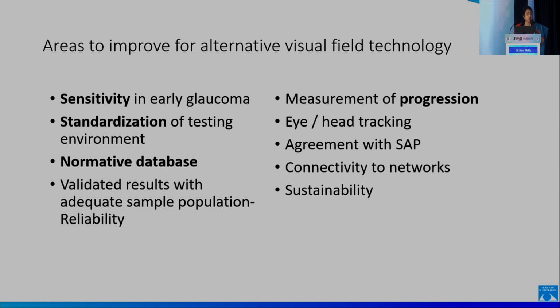So, areas for alternative visual field technology to improve are the sensitivity in early glaucoma, the measurement of progression, and evaluation of advanced glaucoma, standardization of testing environment, the normative database, and we also need more validated results with adequate sample population.